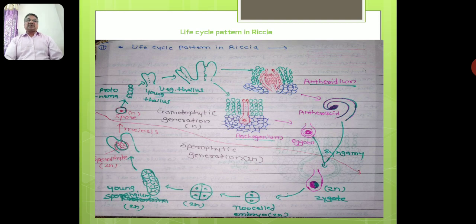will be possible. So both the generations, gametophytic as well as sporophytic, depend upon each other and alternate with each other to complete the life cycle of Riccia. So that phenomenon we call alternation of generation. So this is the very simple representation of the life cycle of Riccia.